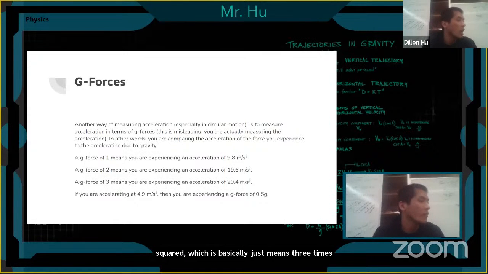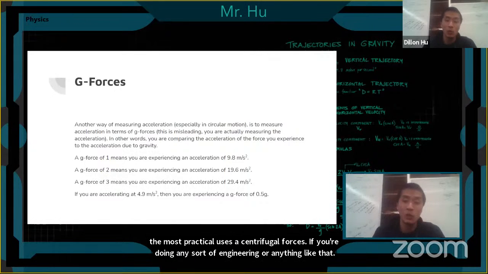And last but not least, if you're accelerating at 4.9 meters per second squared, then you're experiencing a g-force of 0.5 g. So g-forces are honestly probably one of the most practical uses of centripetal forces. If you're doing any sort of engineering, a lot of times you will have to consider g-forces, and we'll see why in a second. So it's good to understand what a g-force is.